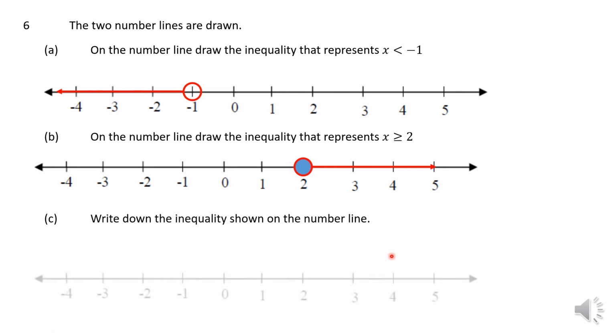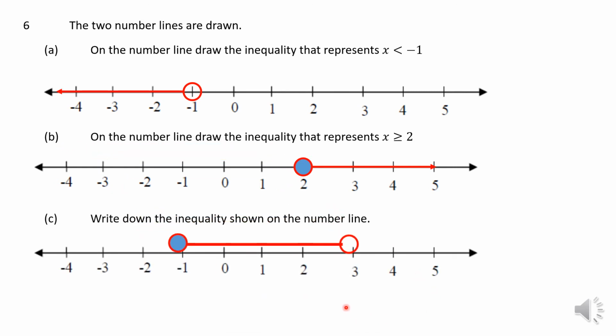Right, now I'm going to give you another one here. So this one here, you have got to write down the inequality sign. So this end here is shaded, -1, and 3 is open. So 3 is not part of the solution, it's not included. So the inequality reads that x is a number that is between -1 and 3, but 3 is not included. So x is greater than or equal to -1, and x is less than 3.